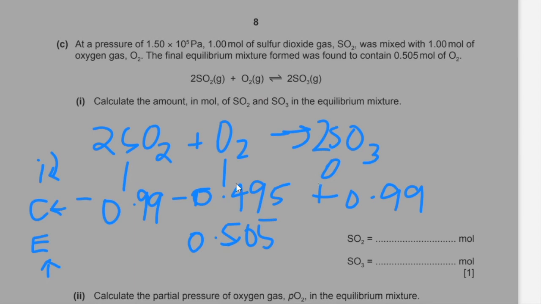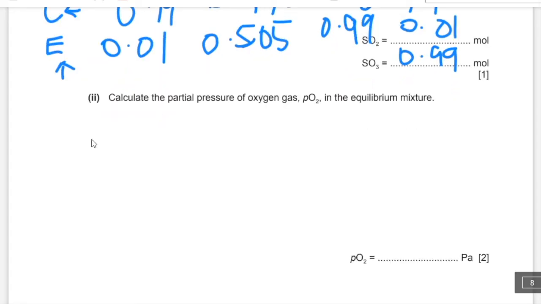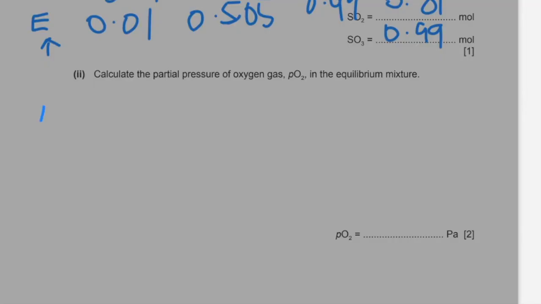So 1 minus 0.99 is 0.01, and this over here is going to be 0.99. So the molar amount of sulfur dioxide is 0.01 and sulfur trioxide is 0.99. Calculate the partial pressure of oxygen in the equilibrium mixture. You divide the number of moles of oxygen at equilibrium with the total number of moles and multiply this with the total pressure.